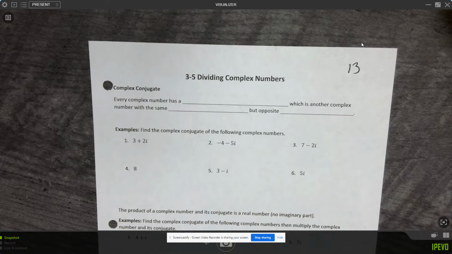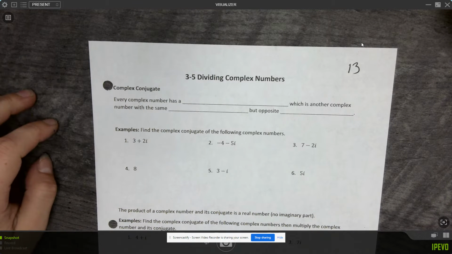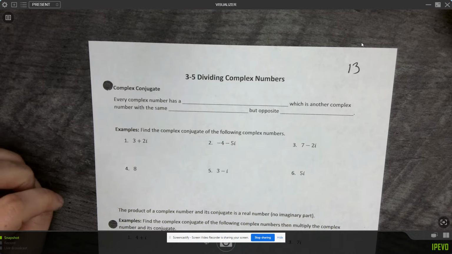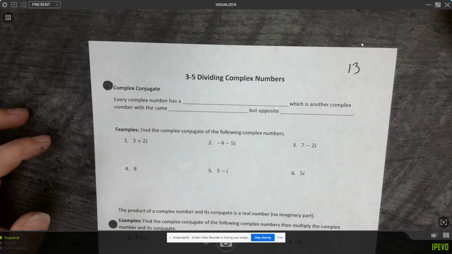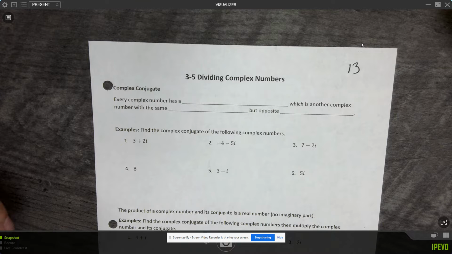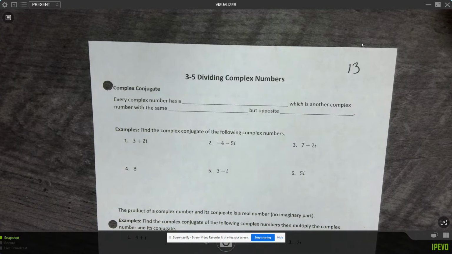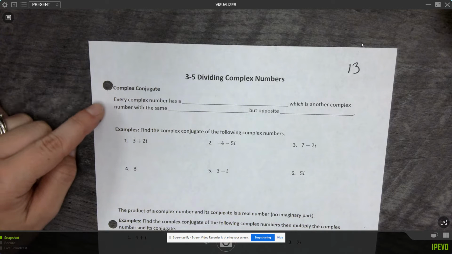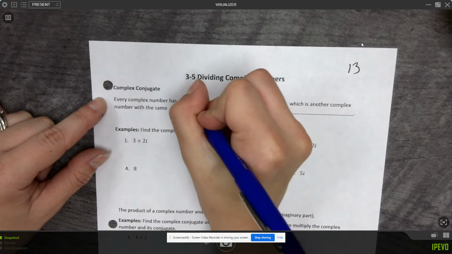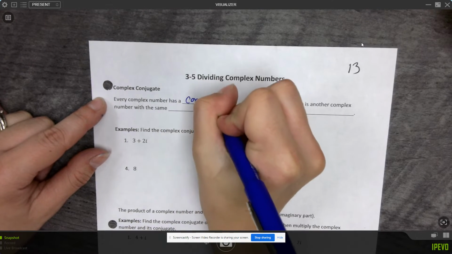All right, the last part is dividing complex numbers, which tends to be the most difficult because you've never divided expressions before, or you've most likely never divided expressions before. So the first thing we need to talk about is what is called a complex conjugate. Every complex number has a complex conjugate.